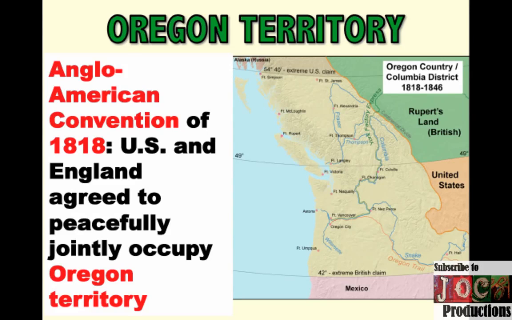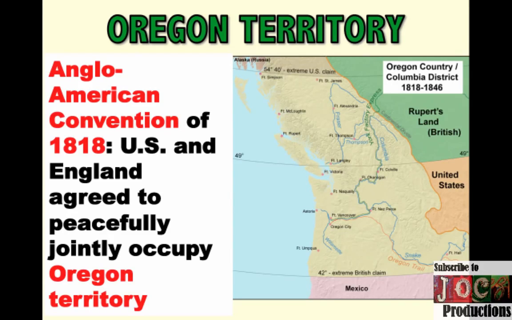And important to keep in mind as well is Oregon territory was at one time or another claimed by Spain, Russia, England, and the U.S. And really, it was way far away, but America had interest in it.